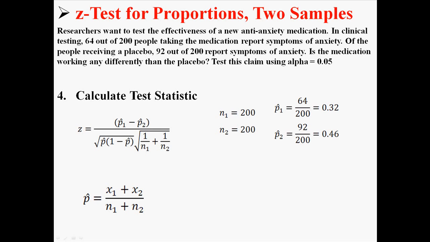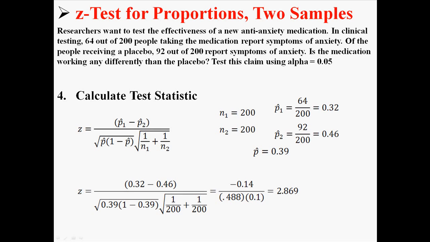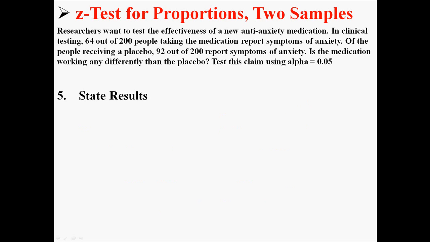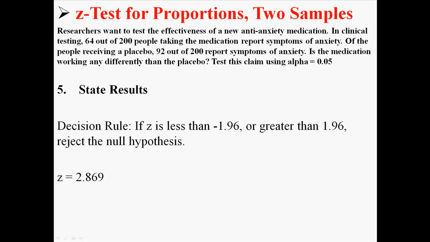Basically, we're going to average those two proportions using this equation. And when we do that, we find out that p hat is 0.39. So I'm going to put that up here. And now we have the 5 different pieces that go into the equation to calculating z. So I'm just going to go ahead and put those things in there. And when we calculate z, we get a z of 2.869.